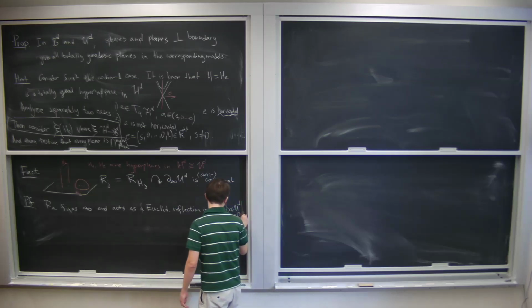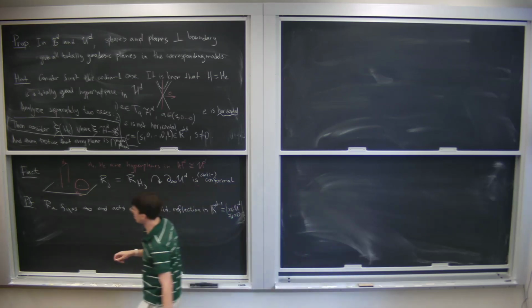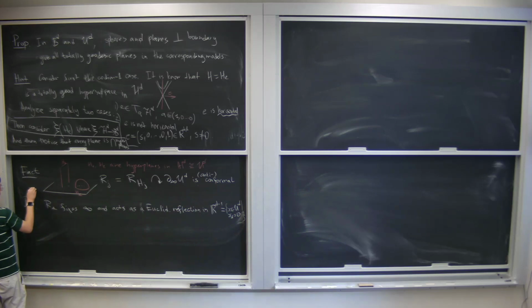Okay. It's a little bit messy, but this is how it is, right? So this is my boundary hyperplane, defined by the coordinate x_d equal to 0, right? So R1 just acts as a reflection in this. Okay, R2, what's going on with R2?